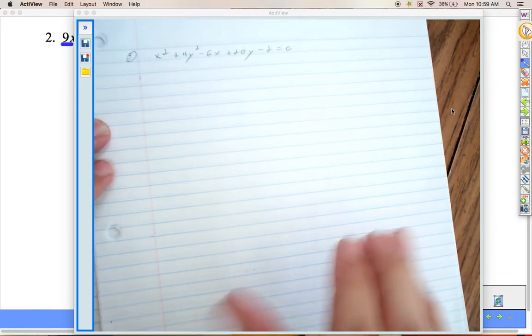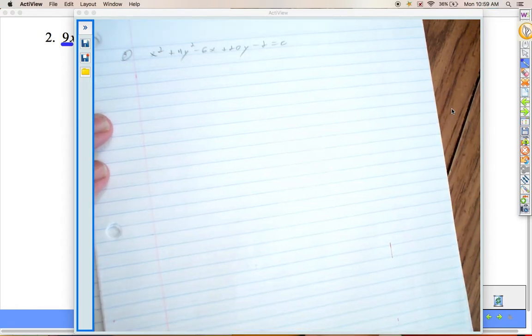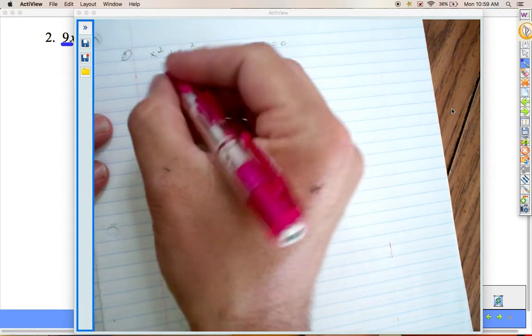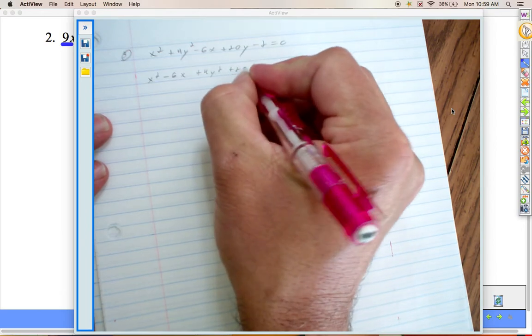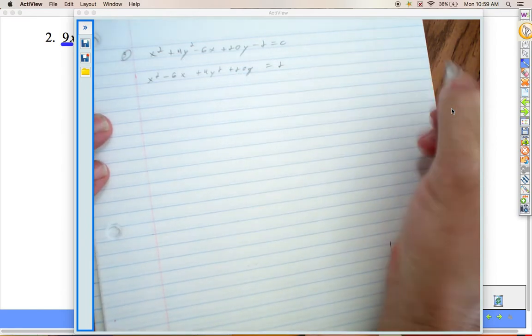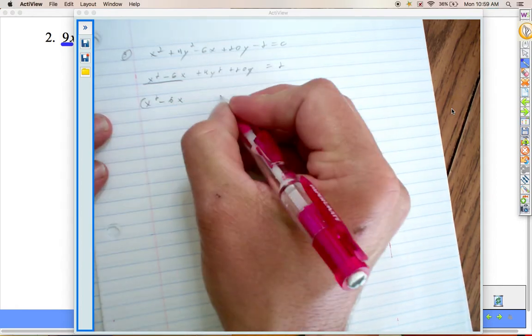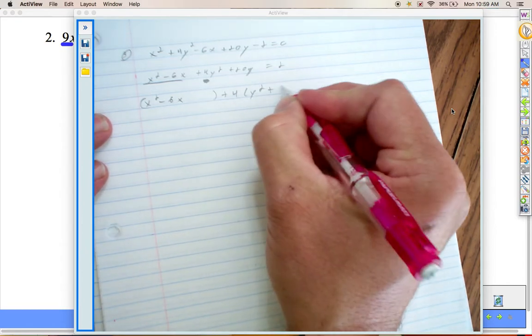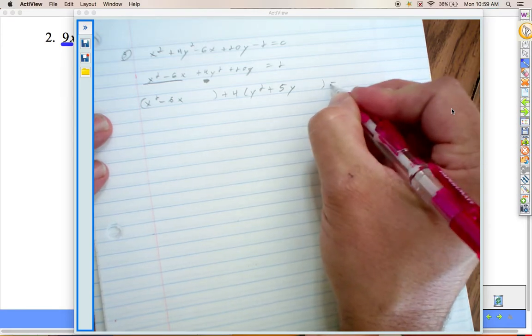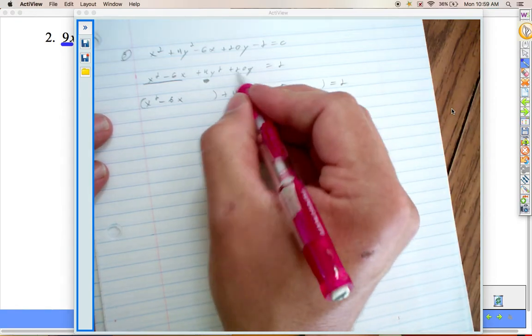All right, last one. x squared plus 4y squared minus 6x plus 20y minus 2 equals 0. A lot of work. All right, put your x's together. Put your y's together. Put your number on the other side. I don't have a coefficient, so I'm just going to write x squared minus 6x. Leave a space. I have a coefficient of 4, so I'm going to take that out. Equals 2. I just divided 4 out of both of those.